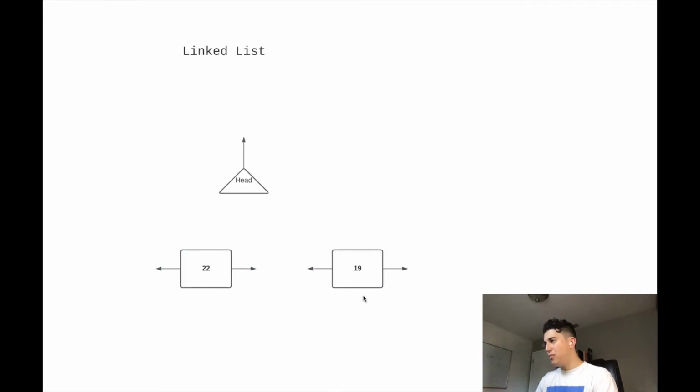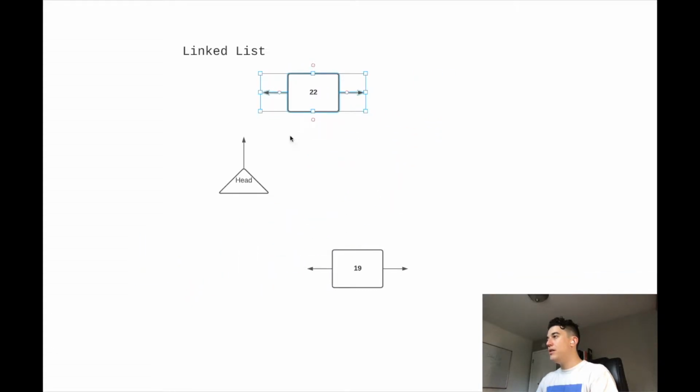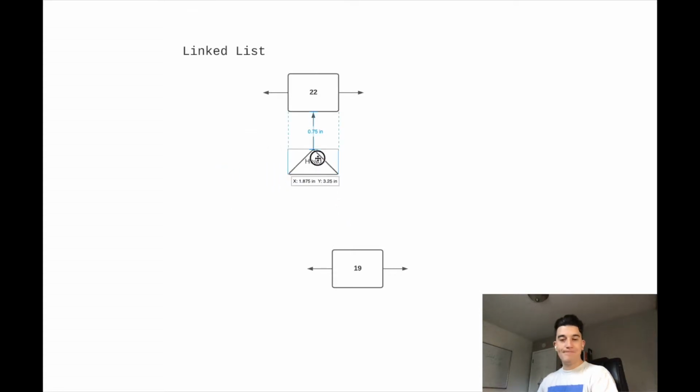Their pointers are all pointing to null. And now we're going to talk about the first operation that we want to do in a linked list, which is going to be insert. So to insert an element in the linked list, all you do is you point the head pointer of the linked list to that new node, and that's it.